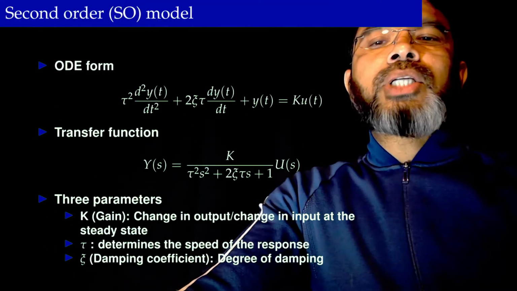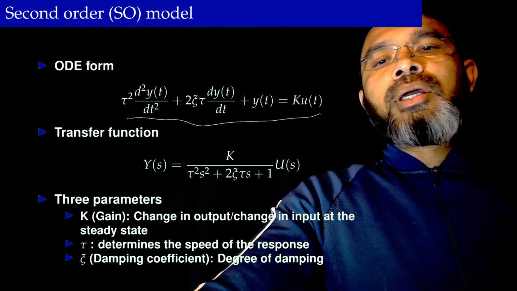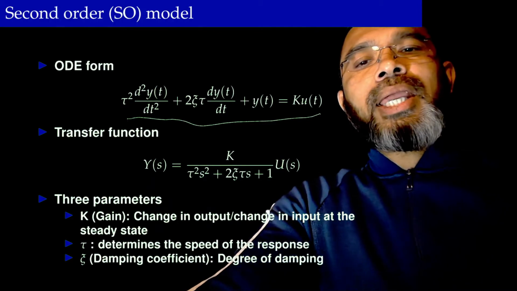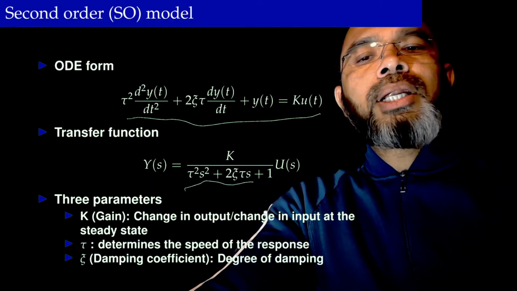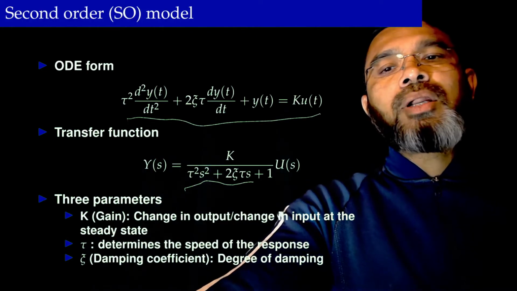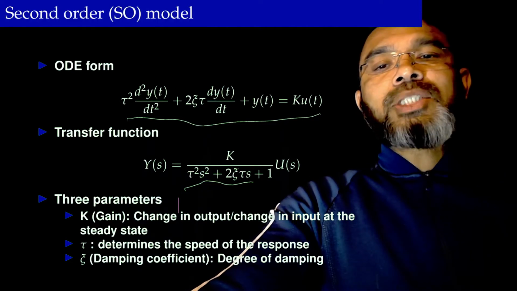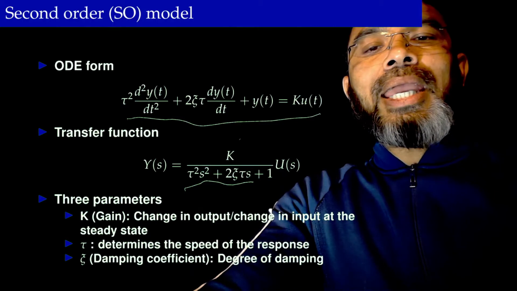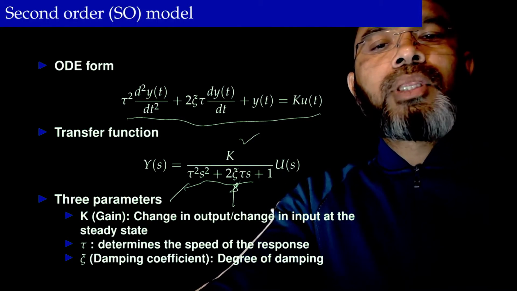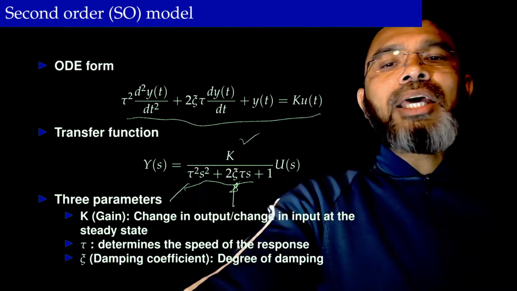Now for the second order model, the ordinary differential equation can be expressed in a general form, having this order 2, and the transfer function again, the denominator having an order 2. So this is the general form of the second order ODE model and the second order transfer function model. Now we have more parameters compared to first order. We have the k, we have this tau, we have this xi or zeta, these three parameters, and if we add the time delay, there will be a fourth parameter.